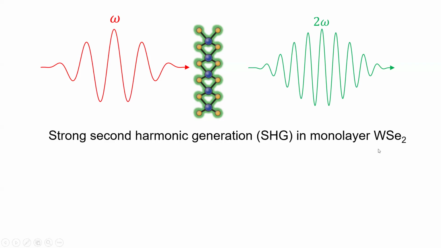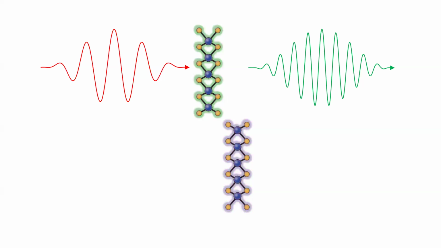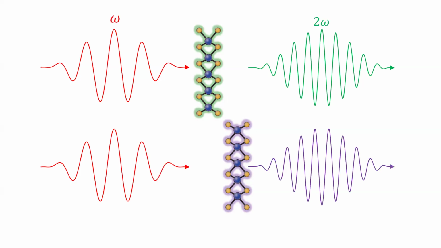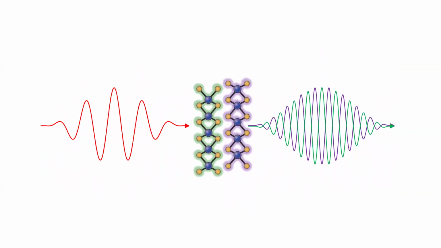Now we consider another monolayer, but this time we rotate it by 180 degrees, and we use a different color to represent it. We can also shine a frequency omega light on this monolayer, and it also has a 2 omega light SHG response. But this time we stack two monolayers in a 2H stacking configuration, and we're going to see that the SHG responses of the two monolayers have perfectly destructive interference. So finally, you're going to get zero SHG output.